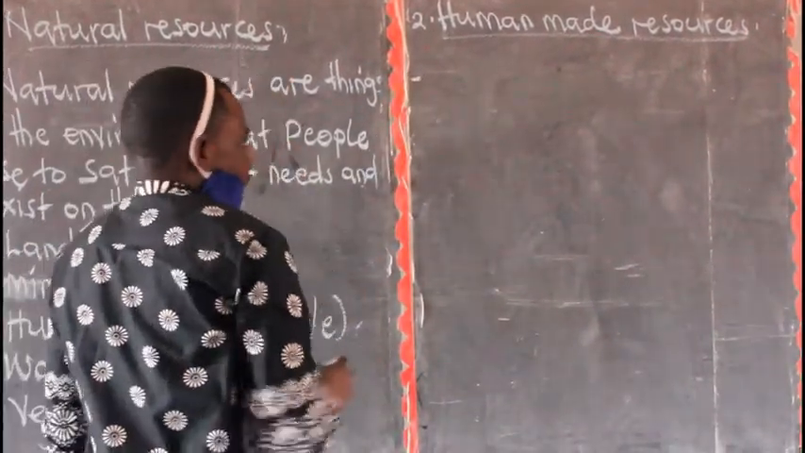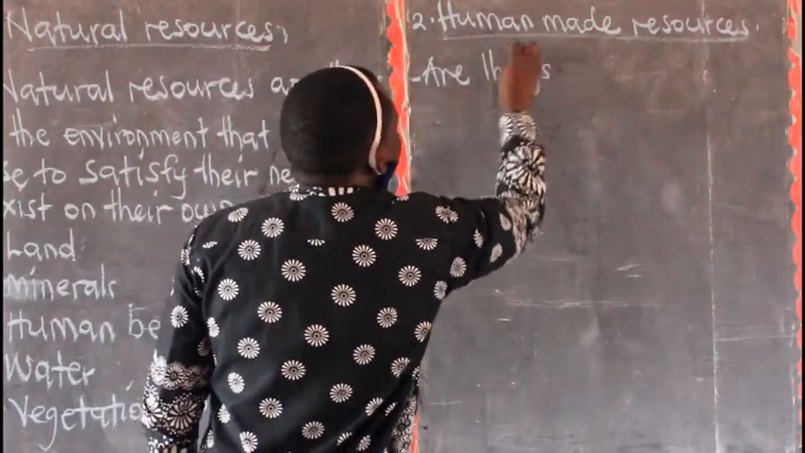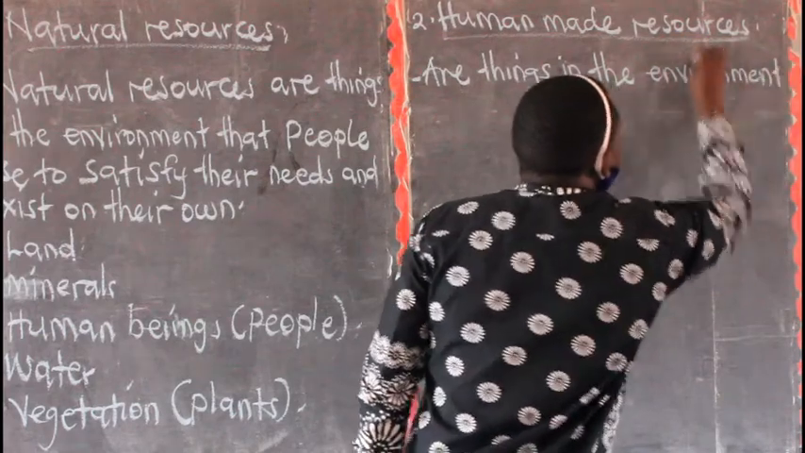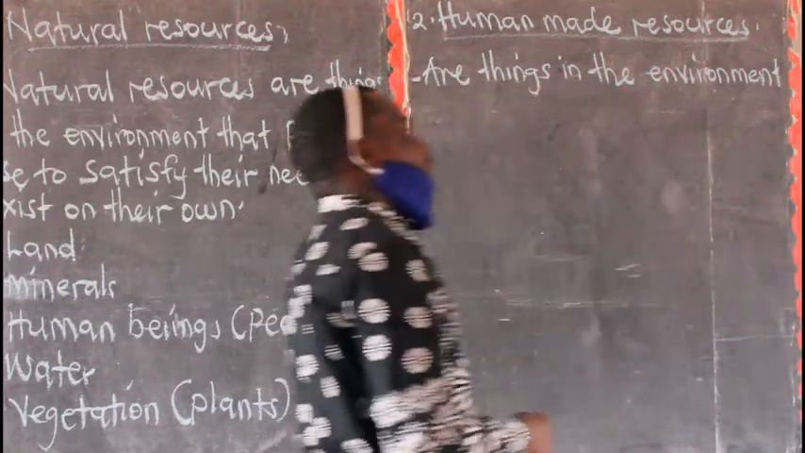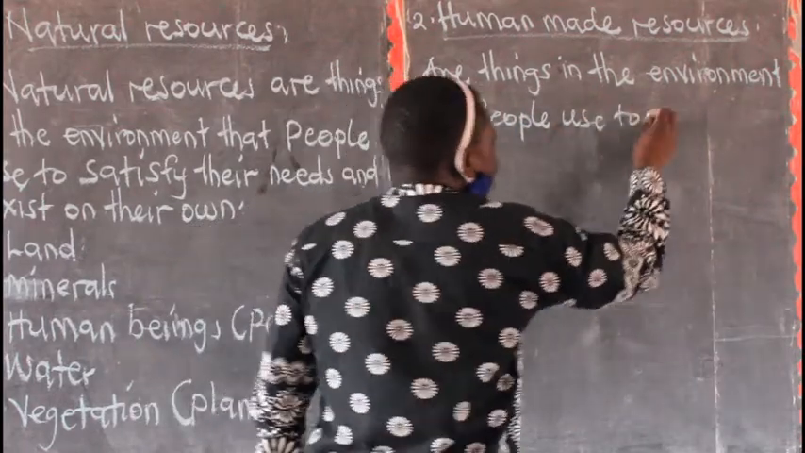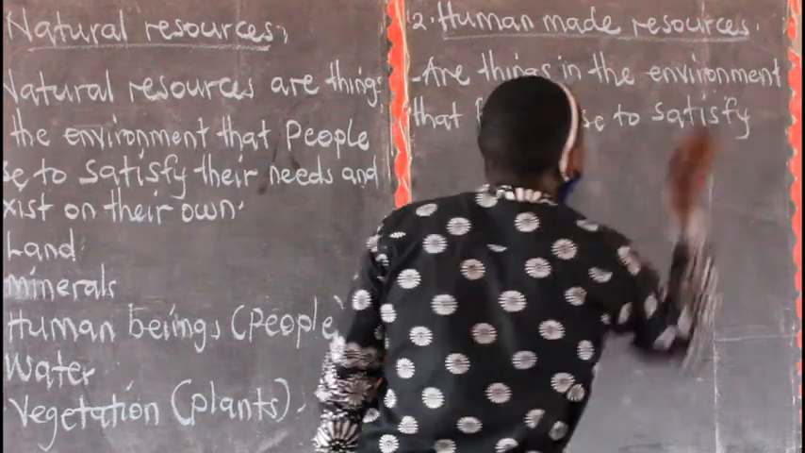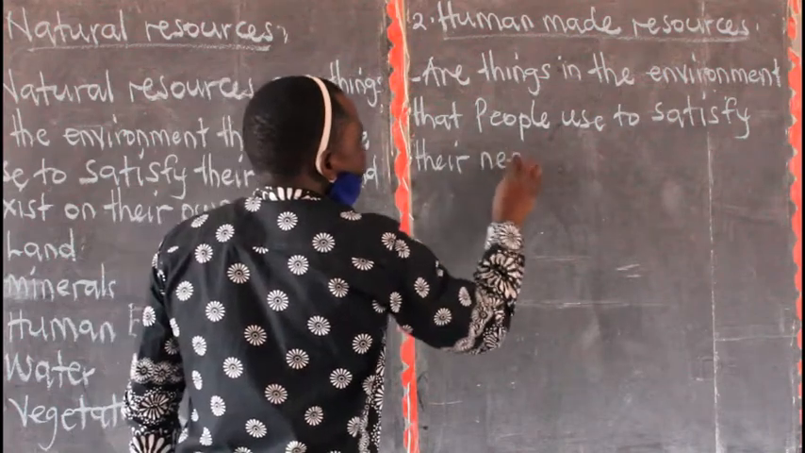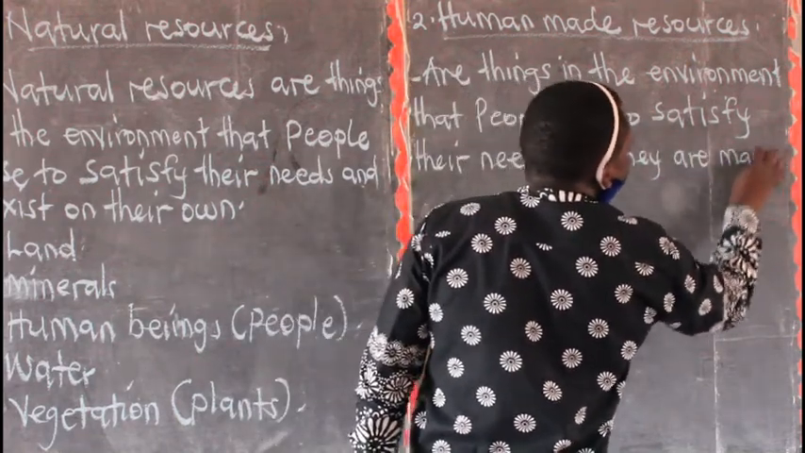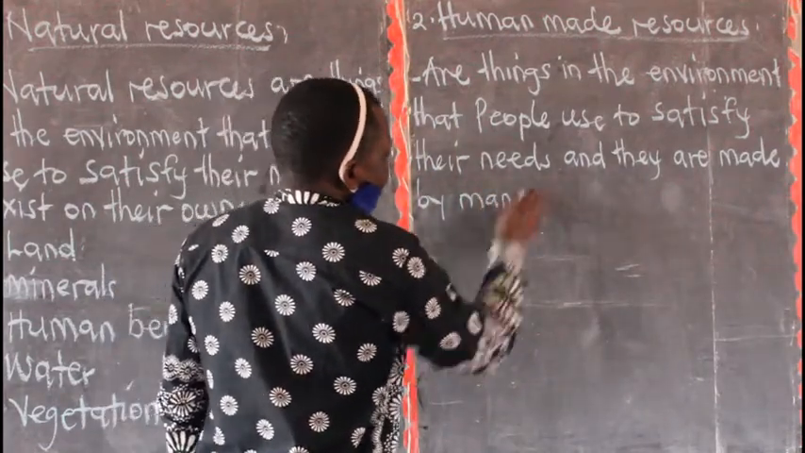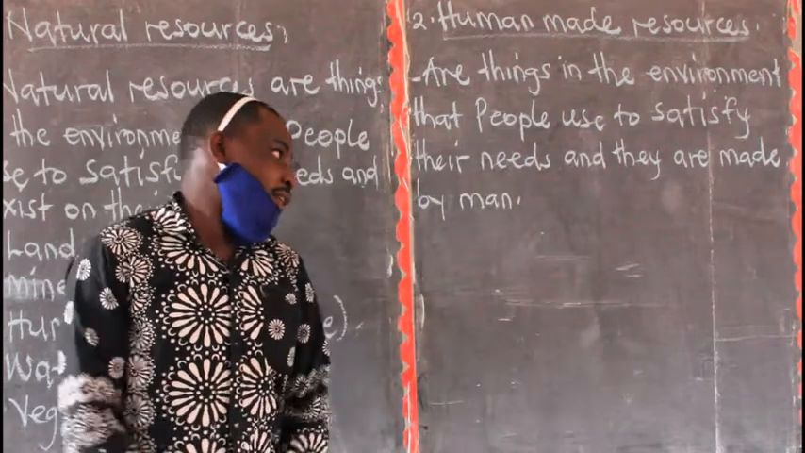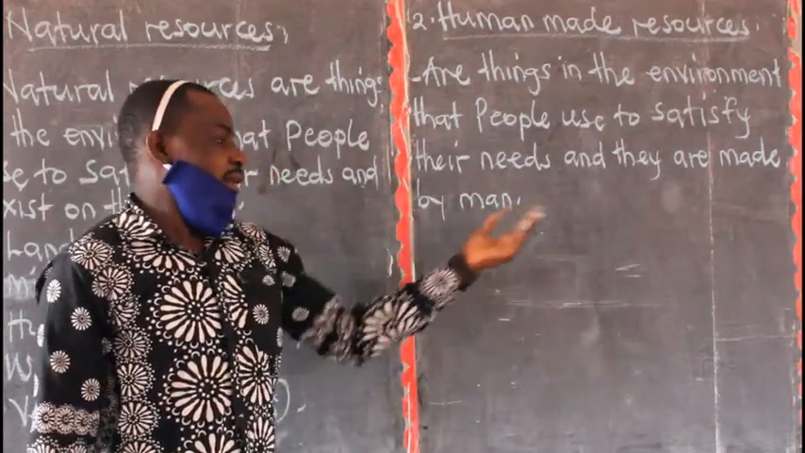So we are saying that human-made resources are things in the environment that people use to satisfy their needs, and they are made by man. So we are saying that human-made resources are components of the environment that people use to satisfy their needs, and they are made by people. Or you can say, and they are made by man.